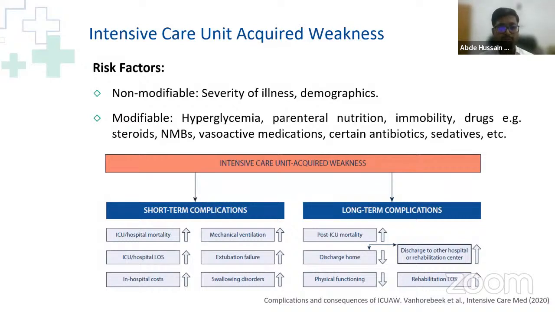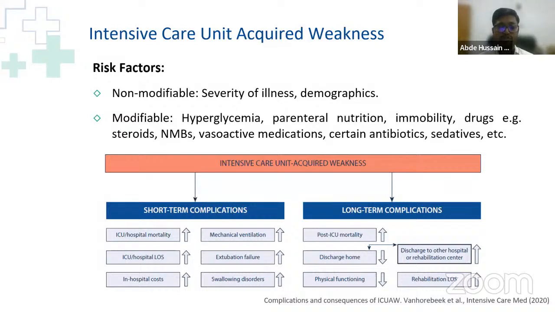Then there are modifiable things that we can control, such as hyperglycemia, which has an importance in this, and we can control it through insulin infusions. Parenteral nutrition, and immobility because of mechanical ventilation or various other reasons. Drugs can lead to weakness, such as steroids, neuromuscular blockers, vasoactive medications, certain antibiotics like colistin, and sedatives.